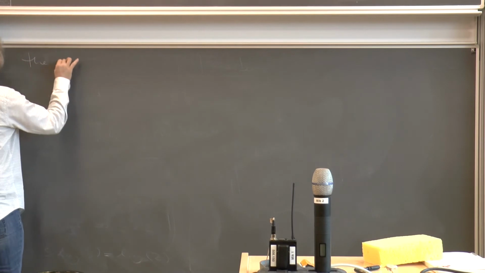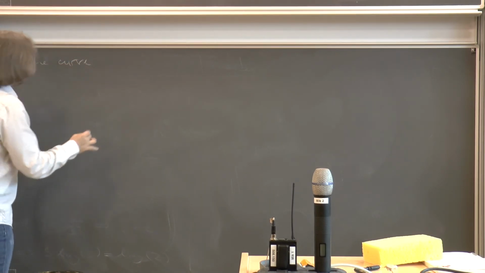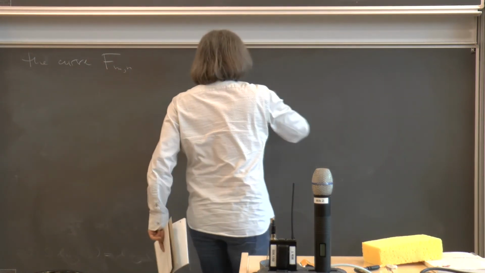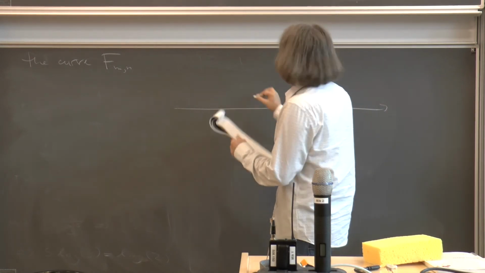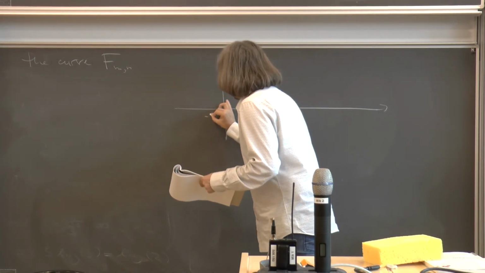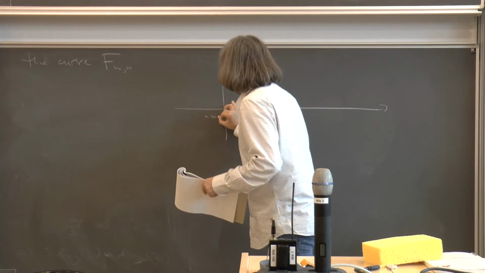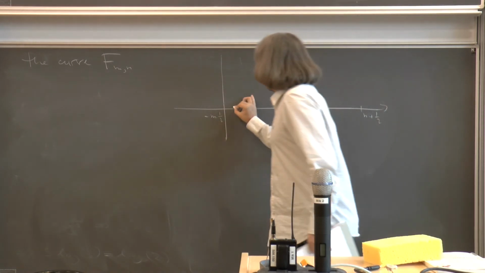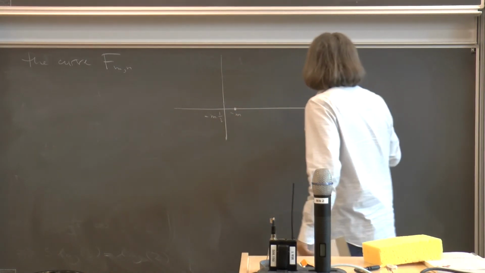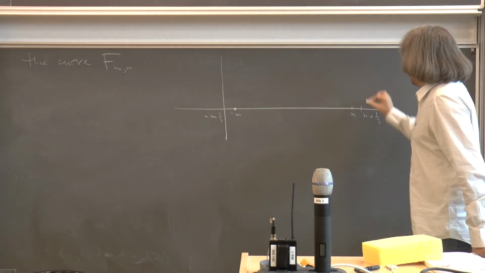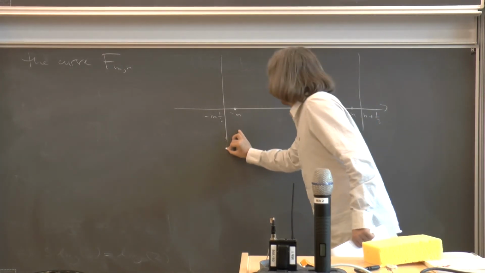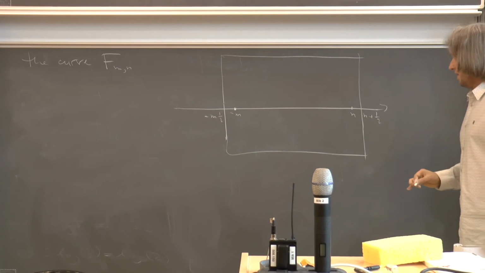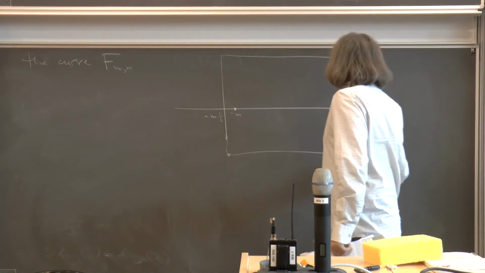The curve will be called Γ_mn, and it's like this. There's the real axis. This is minus m minus 1/2. This is n plus 1/2. So in particular, the points minus m up to n are here. So this is our curve of integration.